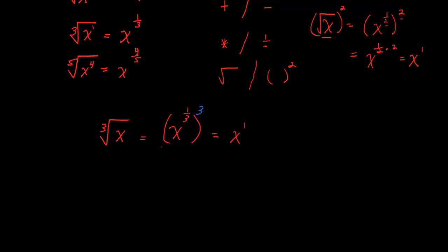The opposite of the fourth root is raised to the fourth power. The opposite of the fifth root is raised to the fifth power, and so on. So that follows a trend. And now since we understand our rational exponents, let's go ahead and try a problem.